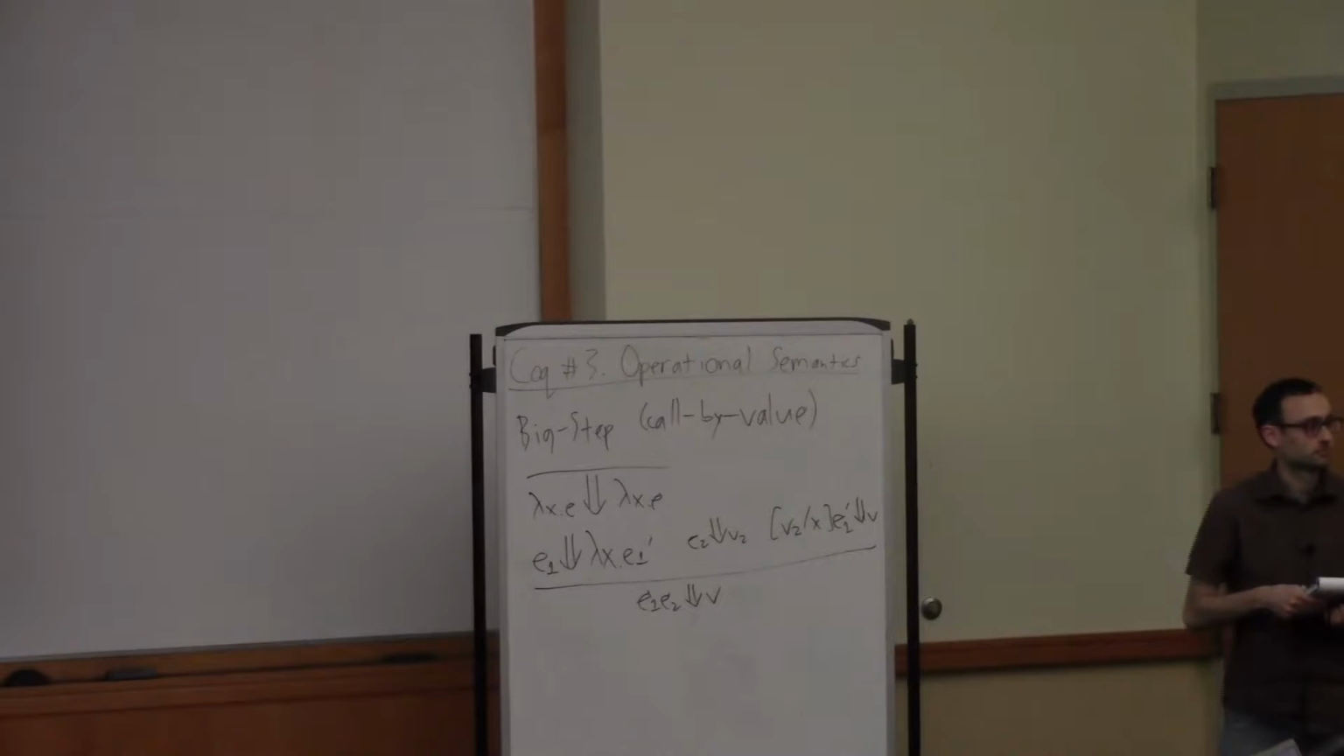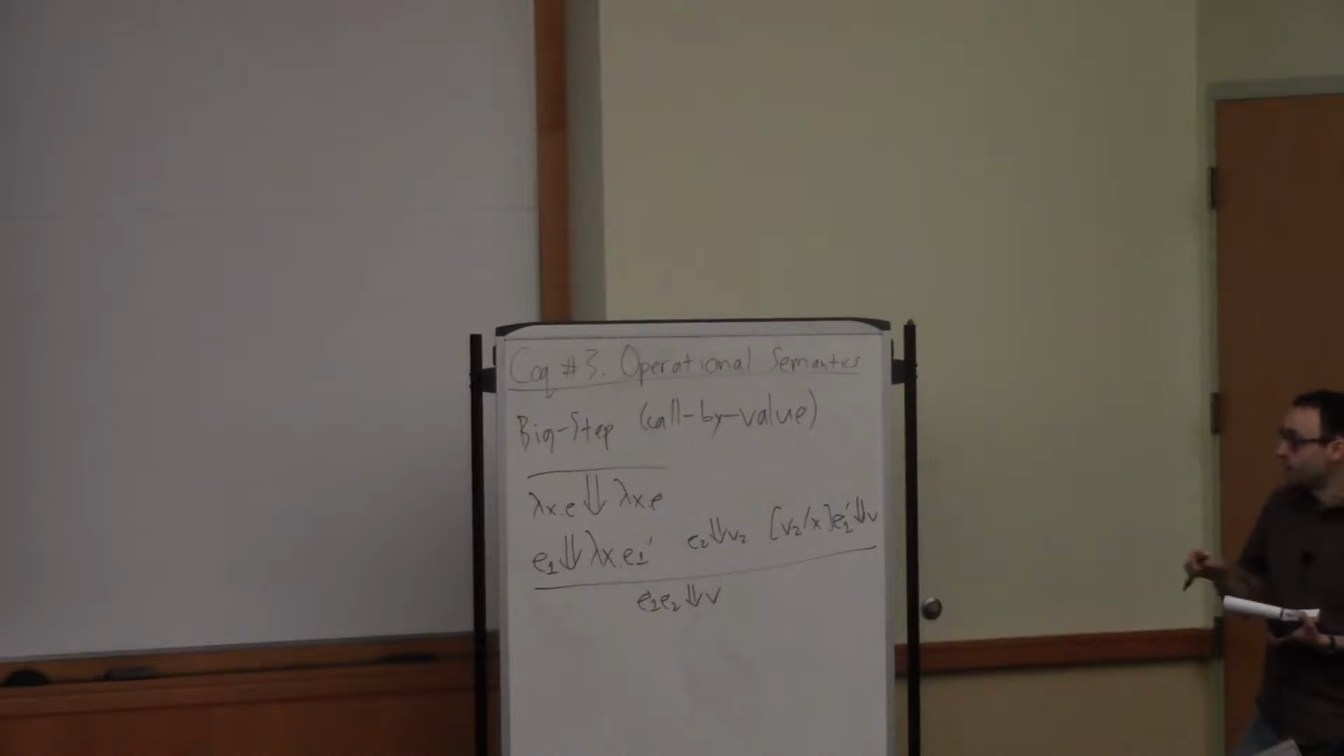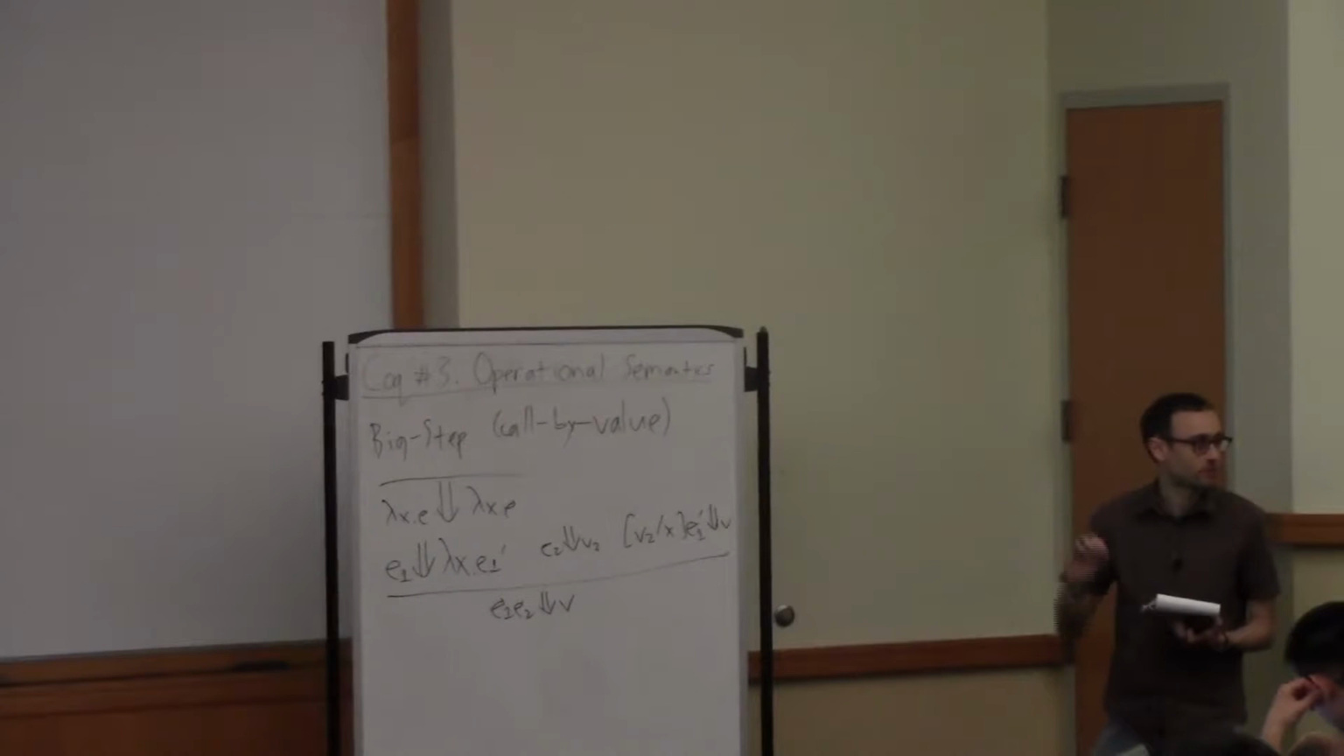Yeah? Is that first part of the premise basically just saying that E1 is a lambda abstraction? No, E1 could require further evaluation to get to be a lambda abstraction. For instance, it could be that identity applied to itself over there.